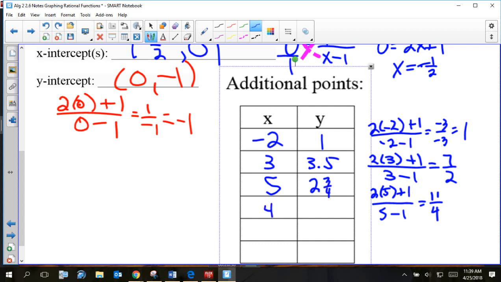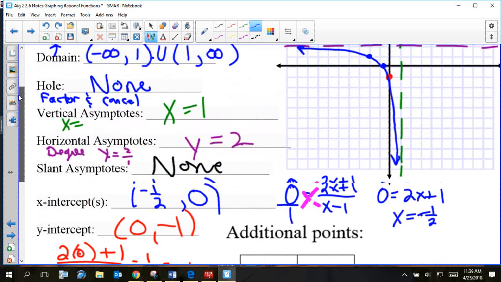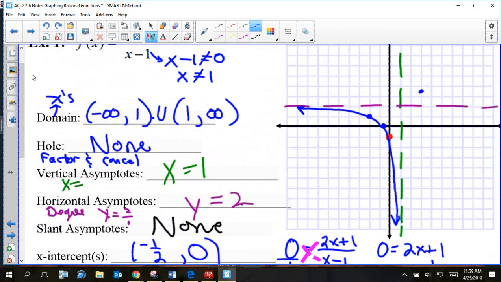Okay, what was 4? 4 would be 8 plus 1 over 3, which is 9 over 3, so 3. So 4 gives 3 and 5 gives 2 3/4. You can see it's approaching the asymptote. You could have plugged in 2 as well. Did anybody plug in 2? What'd you get? Is it 2 5? Yeah. And then it's approaching that asymptote.